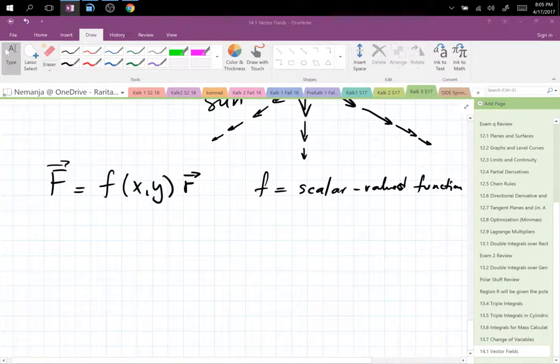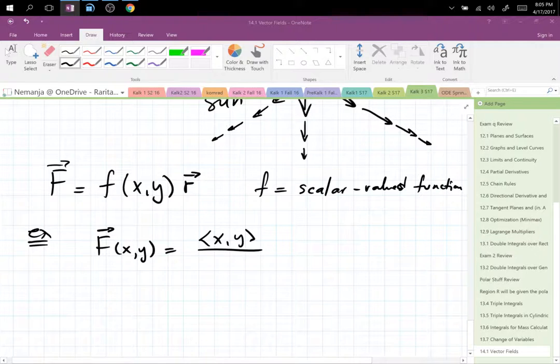So here are more examples. For instance, a vector field given as, don't forget the arrow above F, xy divided by the square root of x squared plus y squared, or another one. So that's another example of a radial vector field.